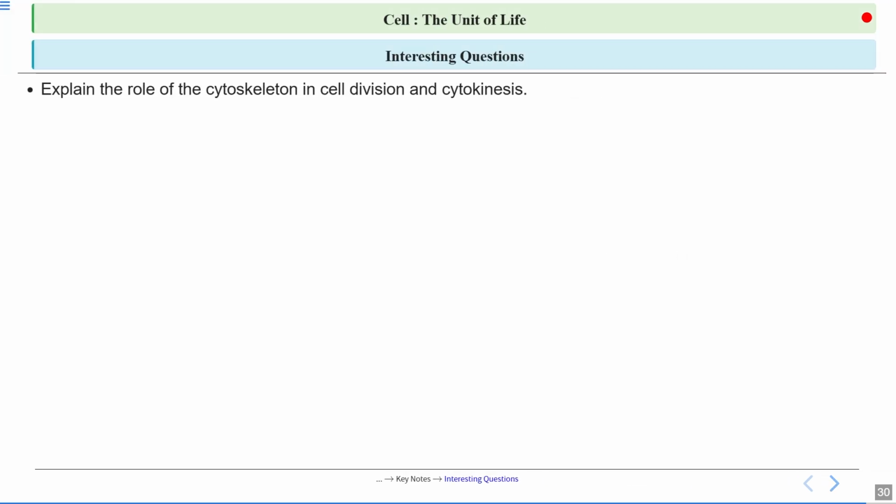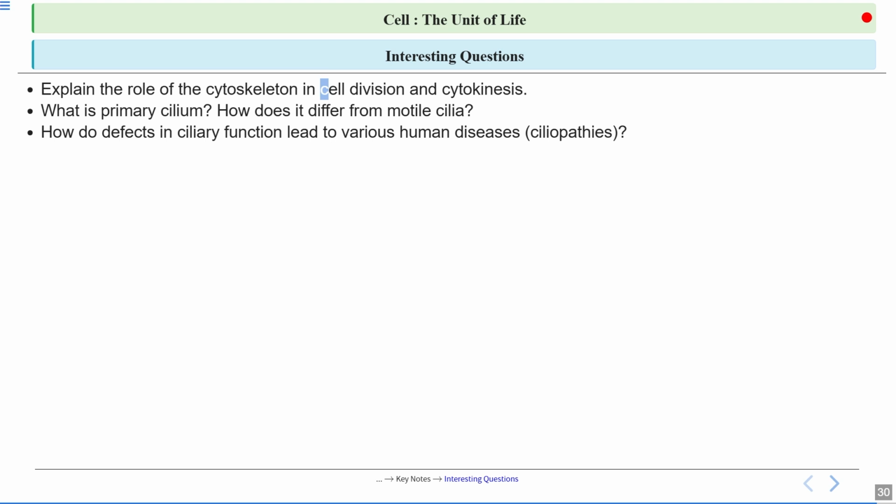Okay, some interesting questions for you. You have to explain the role of cytoskeleton in the cell division and cytokinesis. Now, next question, what is the primary cilium? How does it differ from motile cilia? Next is, how do defects in ciliary function lead to various human diseases?